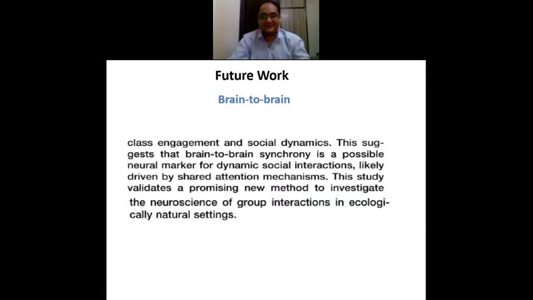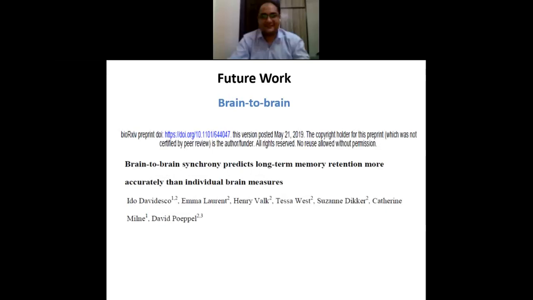Brain to brain, the previous study was mainly between students. And this one is not yet published. It's just for the time being in the bioRxiv, and it's about the same group of authors. These are somehow the top guys in this area. Now we're talking about brain-to-brain synchrony predicting long-term memory retention, which is exactly what we want.